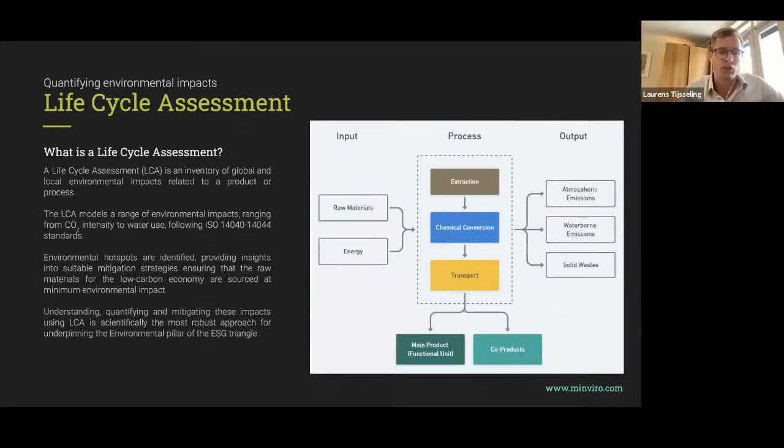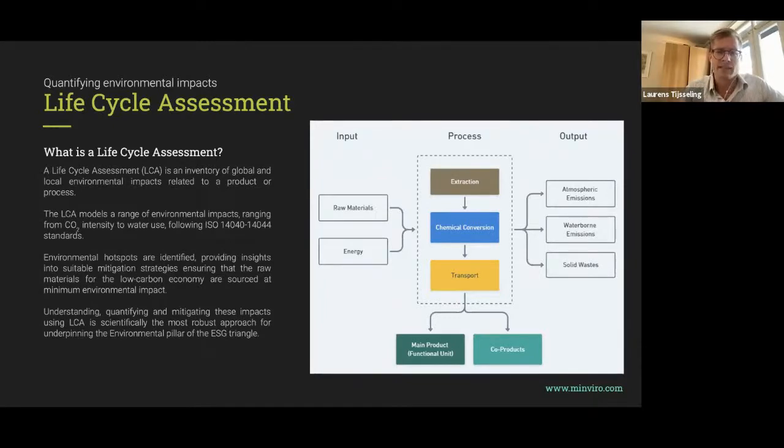what it is, it's an inventory of both the global and the local environmental impacts related to producing a product or a process to produce a product. And the image that you see here on the right is a bit of a schematic figure. What we then look at all the inputs going into a process and all the outputs to produce what we then call the main product, or the functional unit, to talk a bit in jargon.